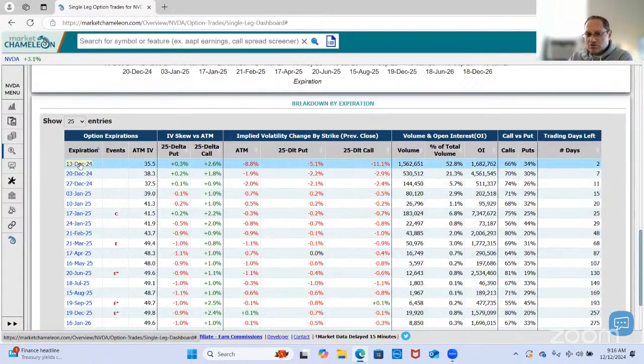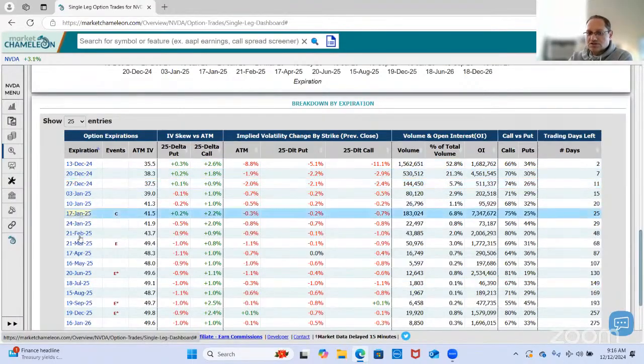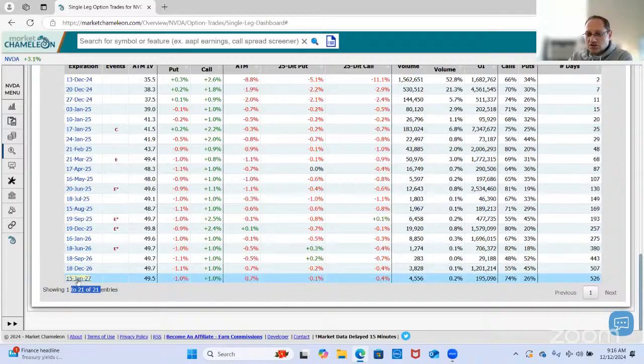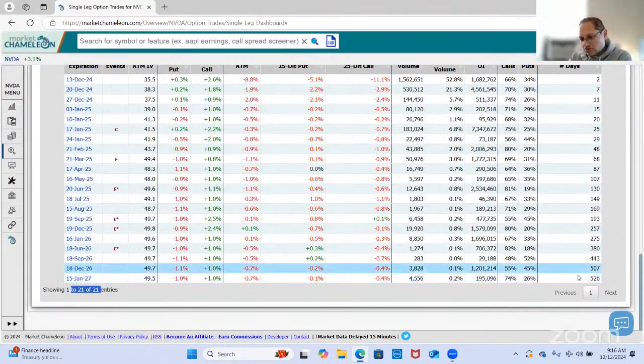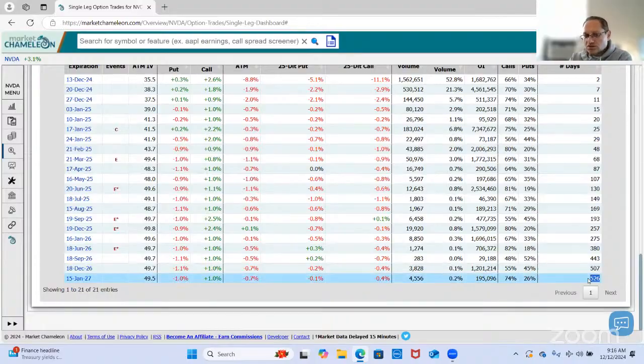So you see December 13th, December 20th, December 27th, and it goes out all the way to January 15th, 2027, which, if we go all the way to the right, is 526 trading days.